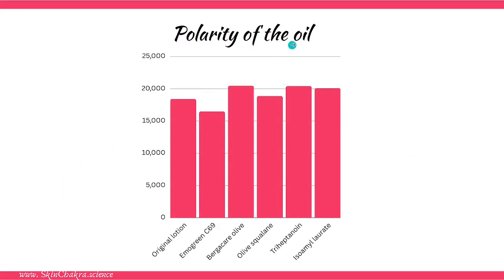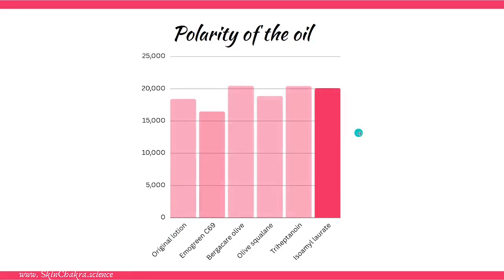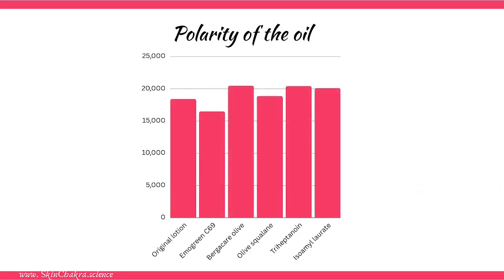By changing the polarity of the oil, you can slightly modify the viscosity or change the viscosity. It is not a general rule what the more polar oils do and what the less polar oils do, but they usually have an impact on the viscosity and sometimes even on the stability of the emulsion. It depends more on the emulsifier.